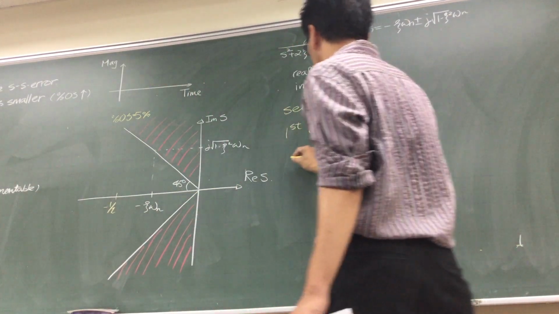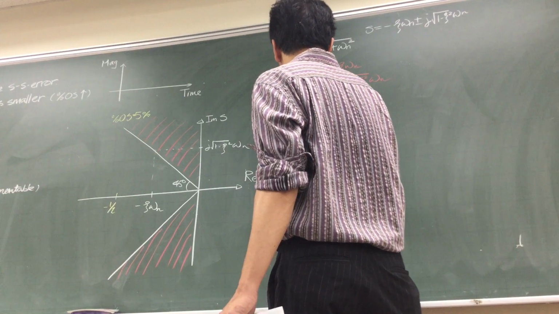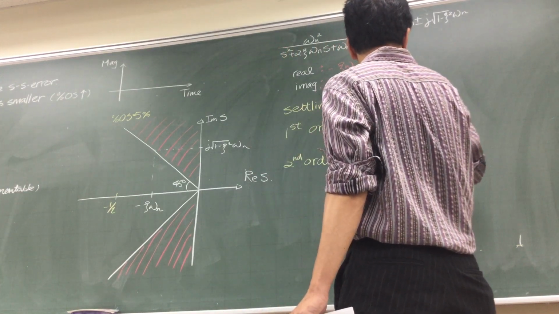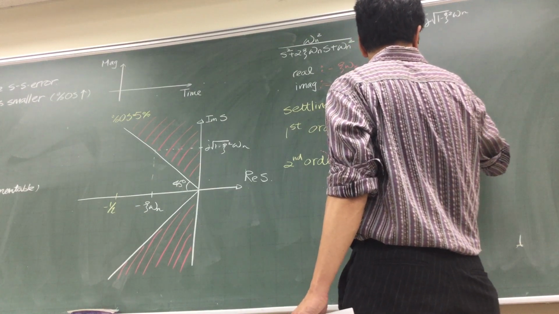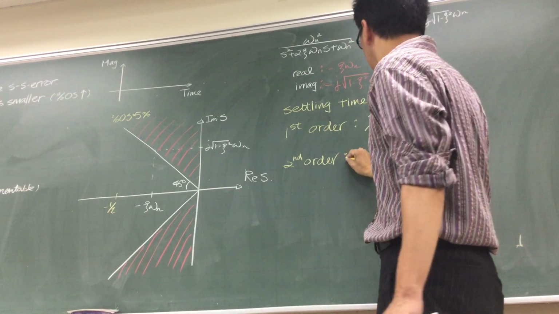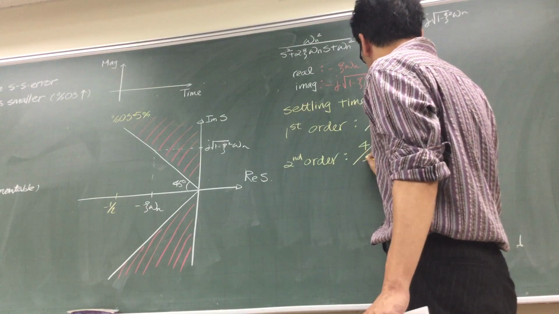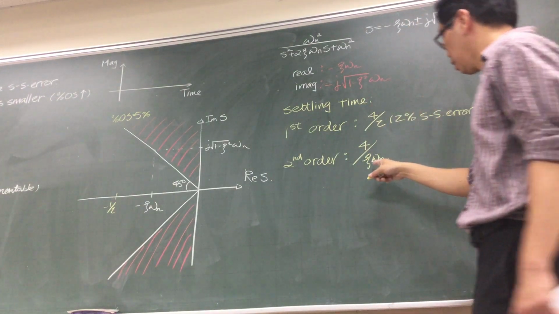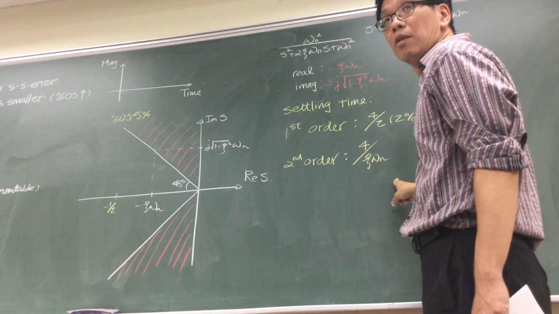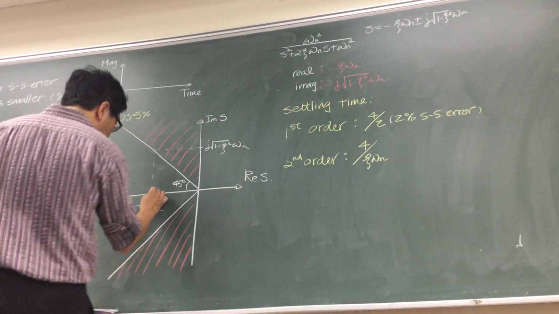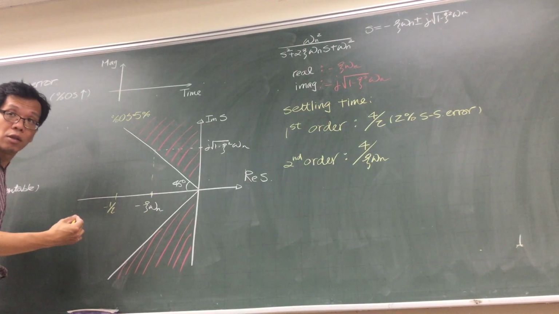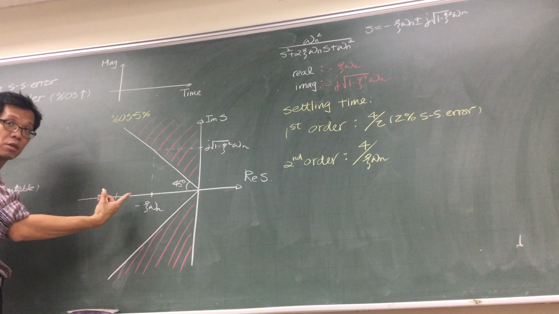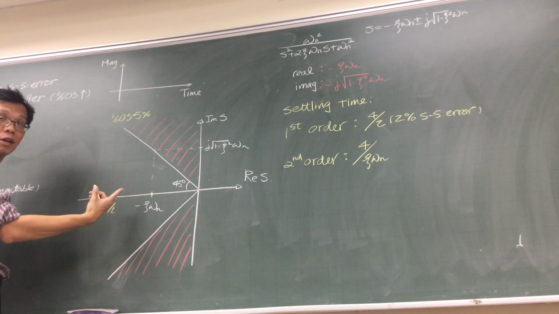If you are having a second order system, it's the same. 4 over zeta omega n. So by knowing where this one is located, you should be able to know how fast the system is going to reach its steady state, right?